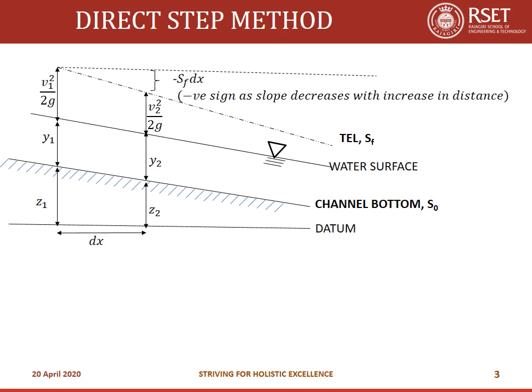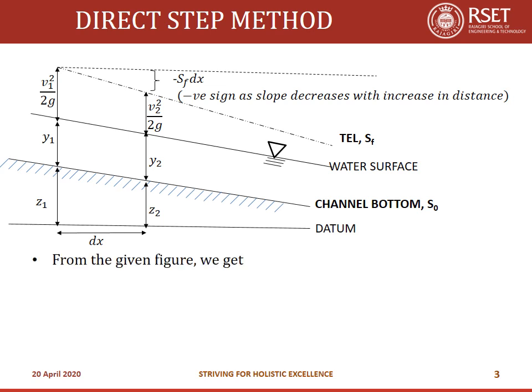This figure would be known to you. This was one figure that we had used in the first lecture of Module 5 in order to explain the dynamic equation of gradually varied flow. Here I am using the same figure to explain the numerical equation of the direct step method. So I'll start from this figure.